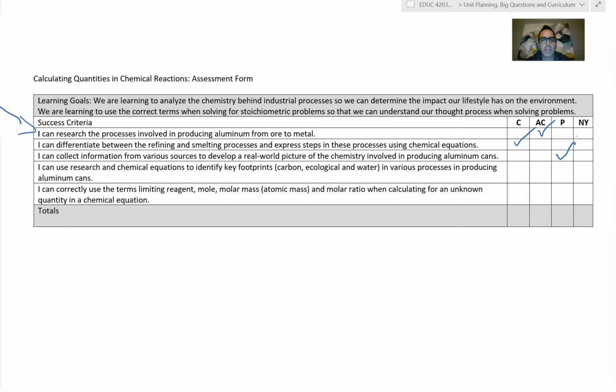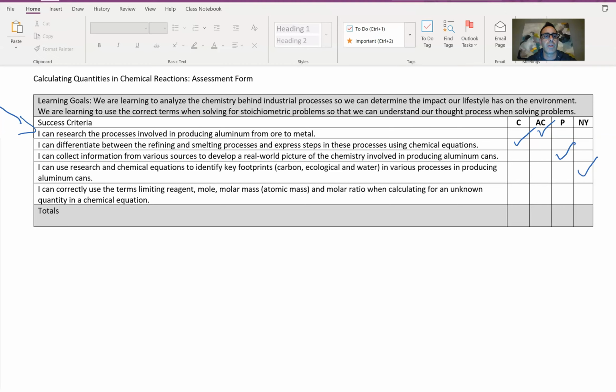And maybe you're really stuck with the chemical equations. Maybe you hadn't gotten to that point yet. And so you're not there yet. And so I gave you this feedback, and then you went back and you did some more work. And then you were able to show me a couple days later that you were able to do this.